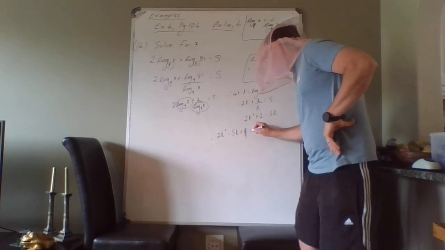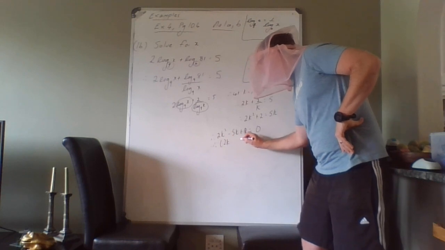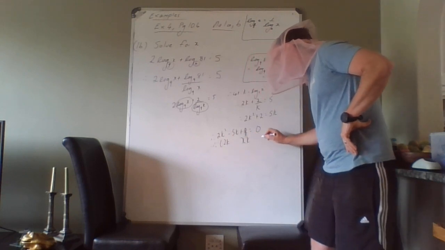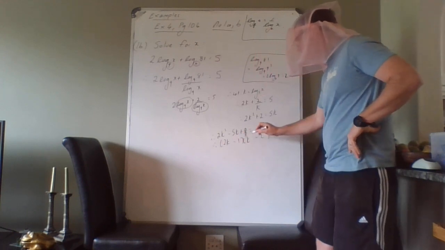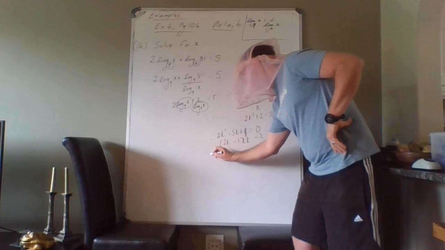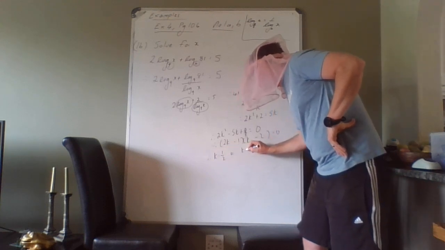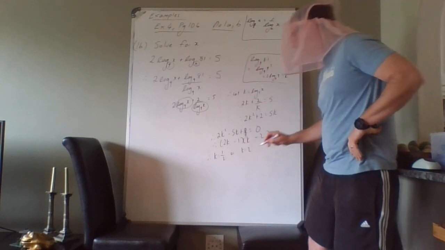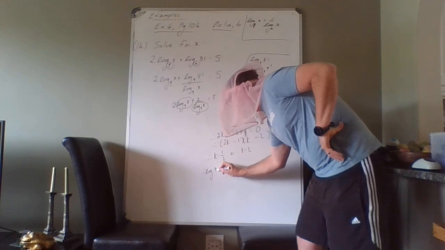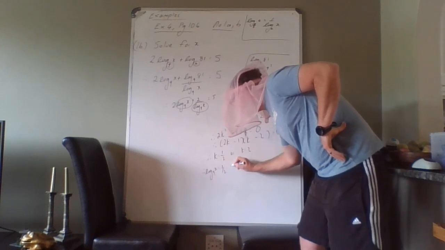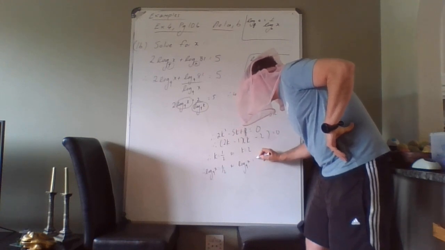So much fun. Plus 2 is equal to 0, and that can be factorized to (2k minus 1)(k minus 2). Just check 2k squared minus 5k plus 2 is equal to 0. So therefore, k is equal to a half, or k is equal to 2. But what is k? k is log x base 9. So therefore, log x base 9 is equal to a half, or log x base 9 is equal to 2.